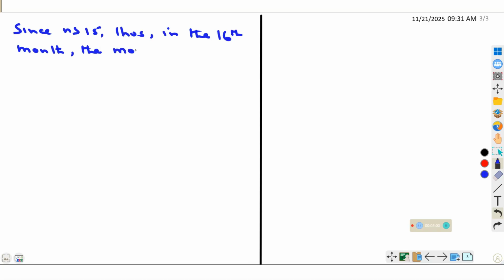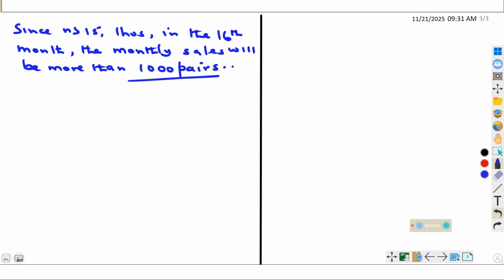So we are saying, since N should be greater than 15, it implies in the 16th month, the monthly sales will be more than 1,000 pairs. So that would be the required answer for part 2. So in the 16th month, the monthly sales will be more than 1,000 pairs.